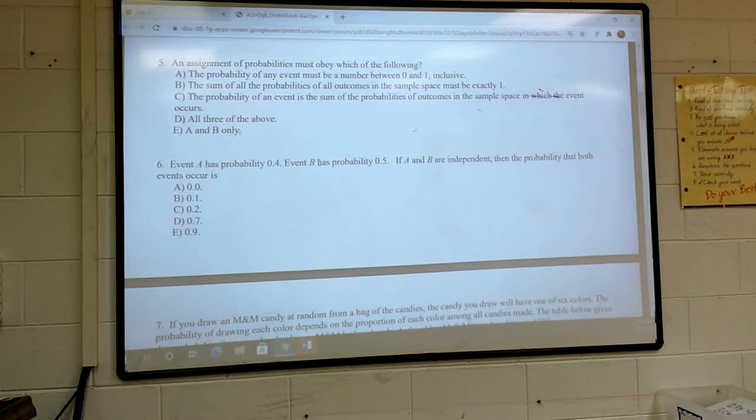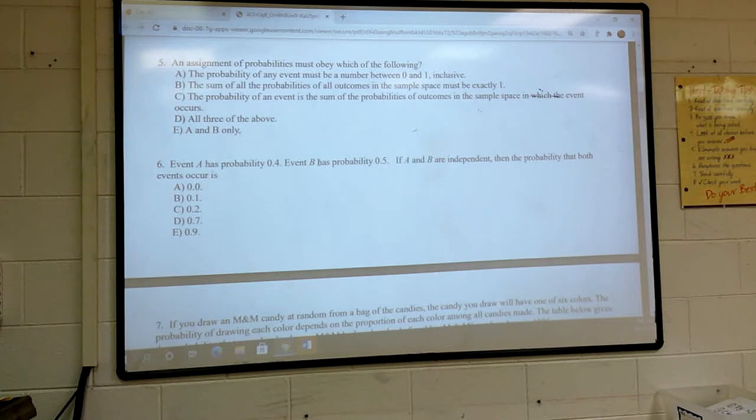If there's a bunch of things up there and we want to know the chance that it happens, we can just add the different probabilities together. So it is D. All 3 can work. But C, yes, was a little bit confusing on how they worded it.